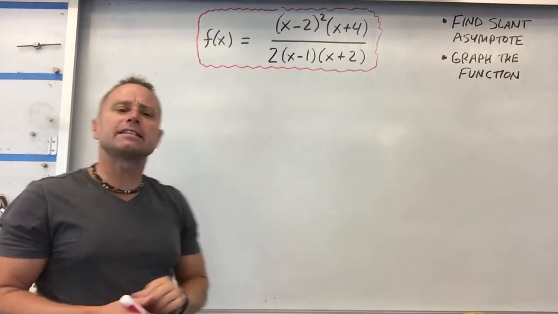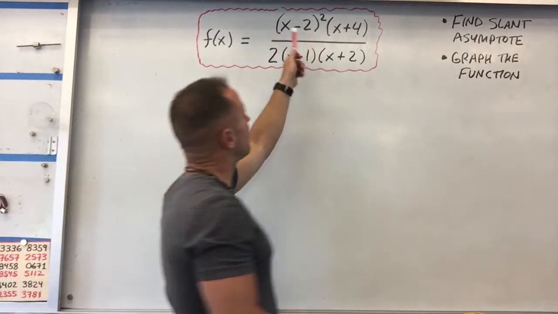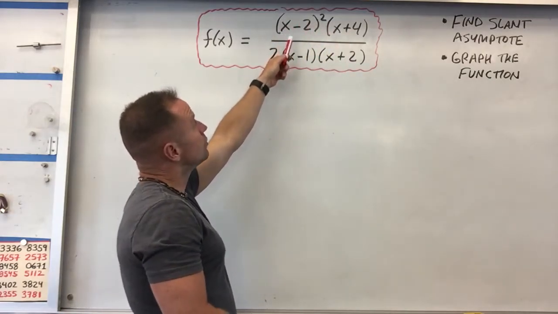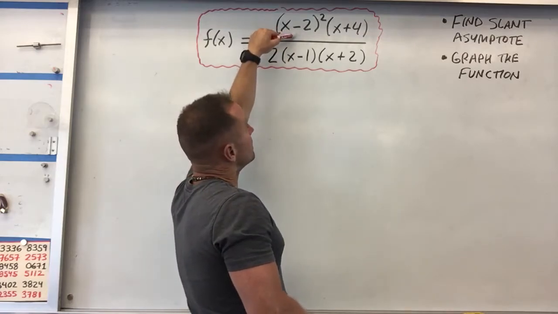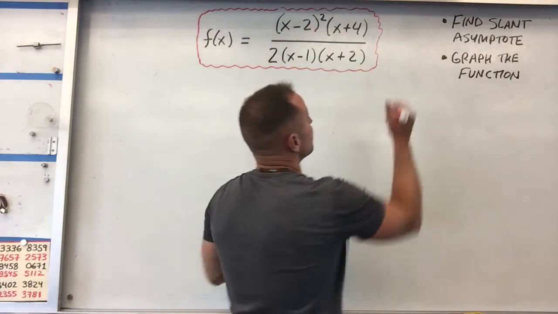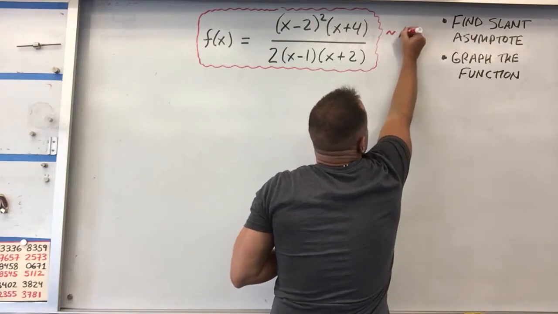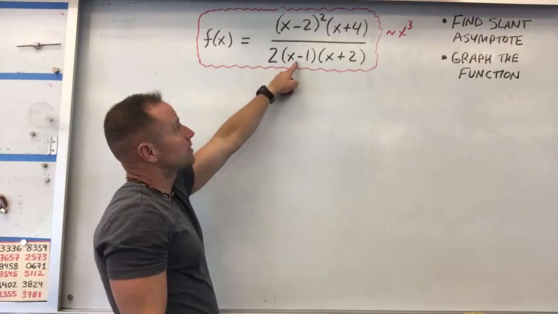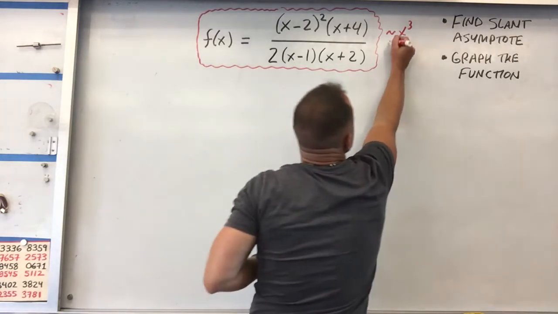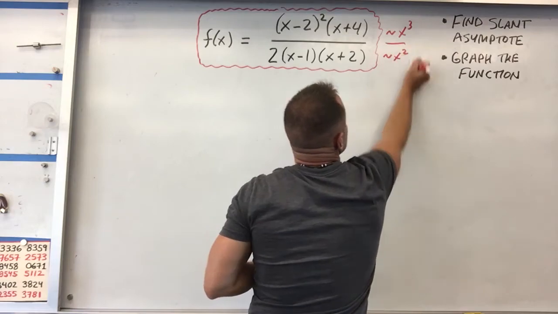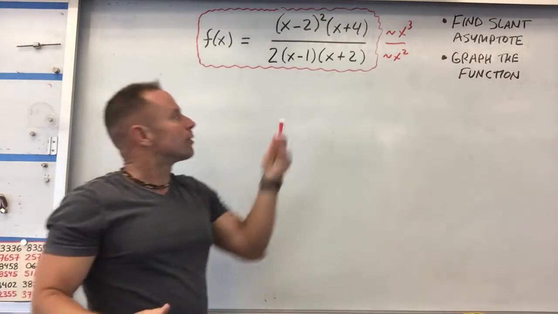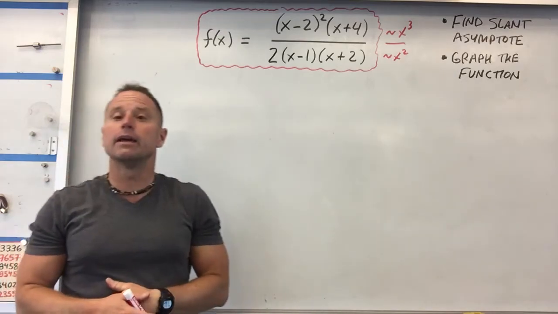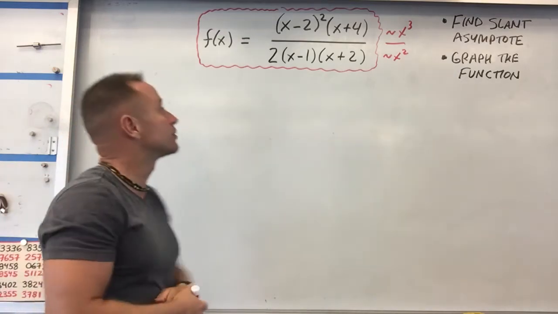One way to tell the slant asymptote is coming is to look at the degree of the numerator and the denominator. In the numerator, we have an x squared type function being multiplied by an x to the first type function, so the numerator is going to go like x cubed. In the denominator, you have x to the first times x to the first, so the denominator is going to go like x squared. So this is going to approach an x to the first type function when x gets real big in both the positive and negative directions.